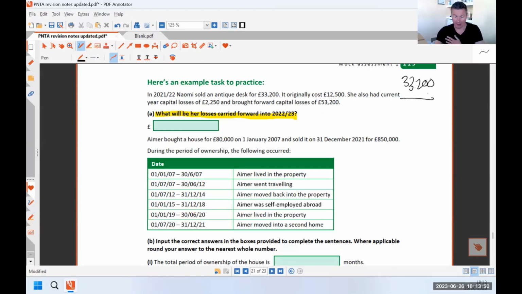Take off the cost of 12,500, means we've got a gain of 33,200 minus 12,550. Here's a figure of 20,700. So right there. Now she's also got current year losses. What are we going to do with that?